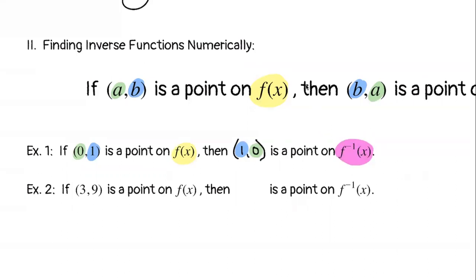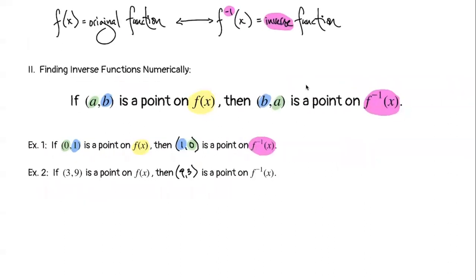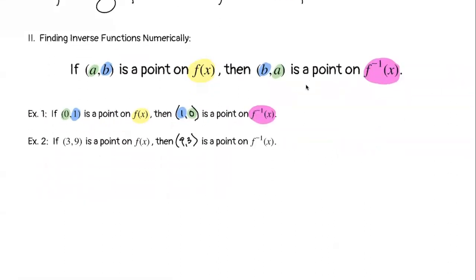So all we're doing is taking those x, y coordinates and we're switching them. All right, let's do the same thing for example 2. If 3, comma 9 is a point on f of x, then 9, comma 3 is a point on the inverse function, all right? So fairly straightforward here, but I just want to add a little sentence at the end, so when we come back and maybe review our notes later on, it still makes sense to us, right?